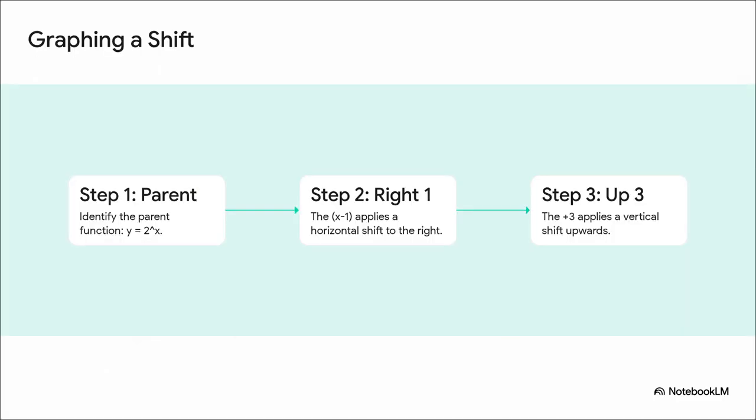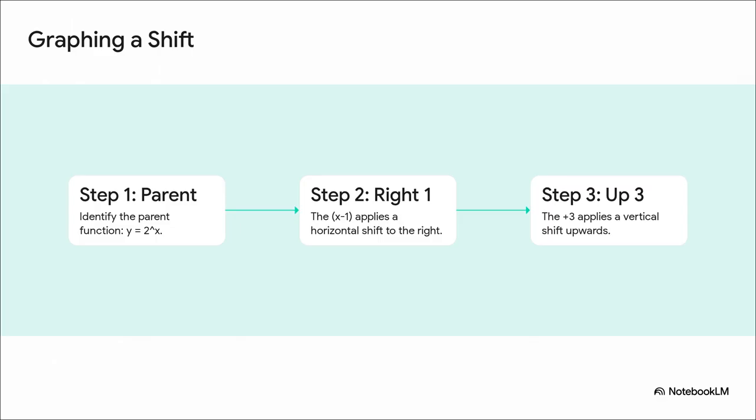So, here's the game plan. Step 1, we spot the parent function, y = 2^x. Easy enough. Step 2, that x − 1 up in the exponent tells us to shift the whole graph 1 unit to the right.